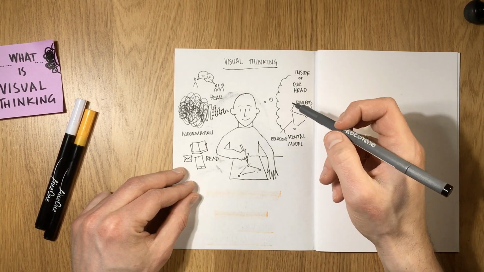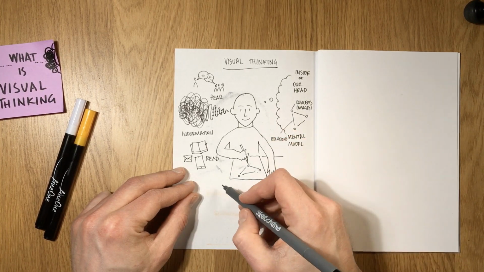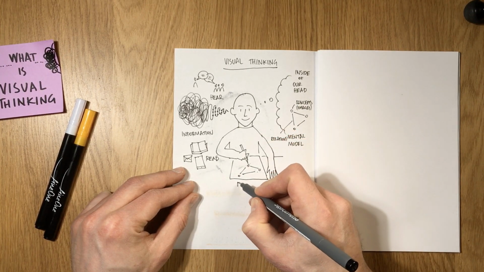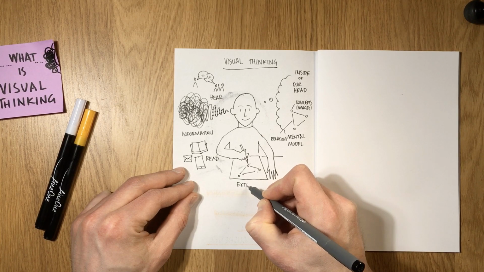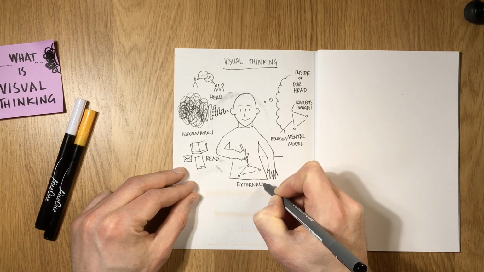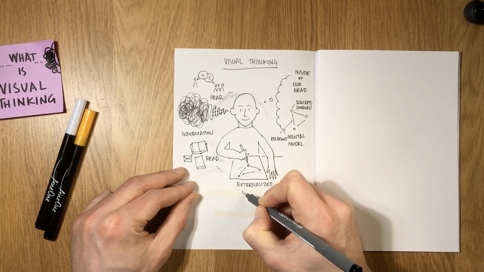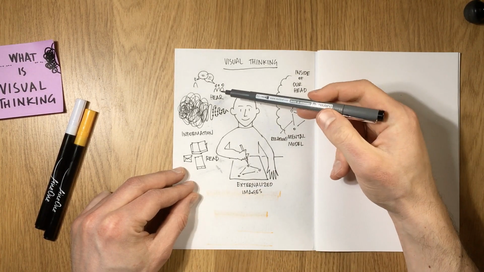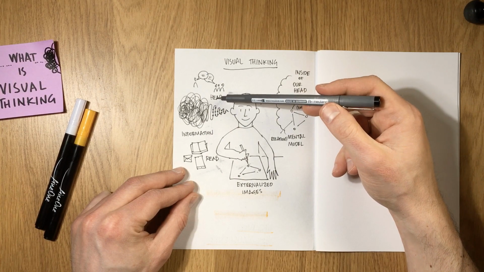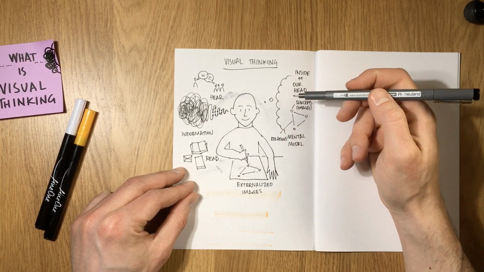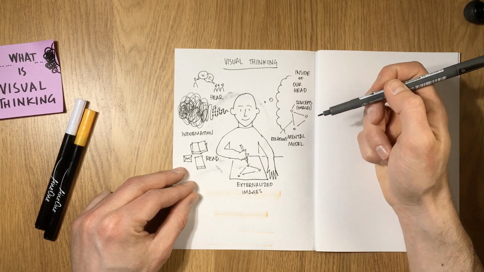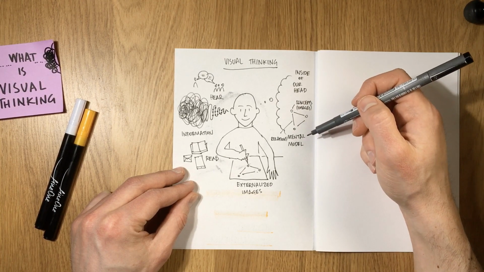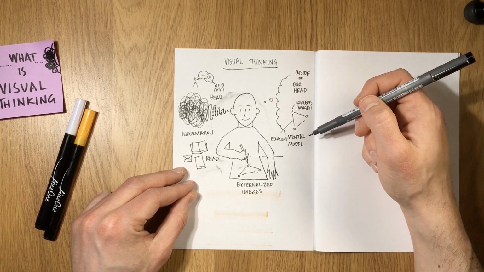Therefore, visual thinking for me is a process of using externalized images to support the process of interpreting the heard or read information into correct or useful mental models faster, more effectively, and with more fun.